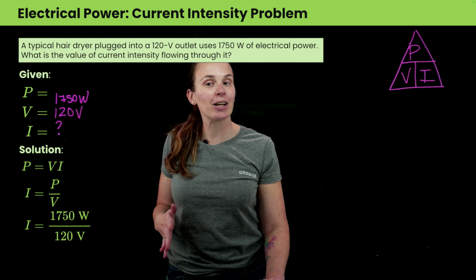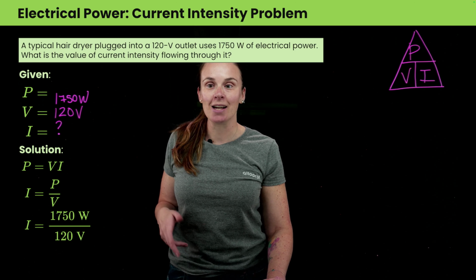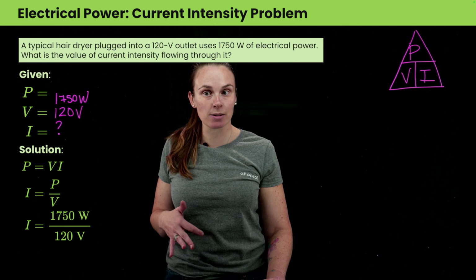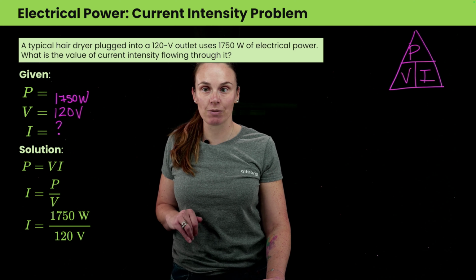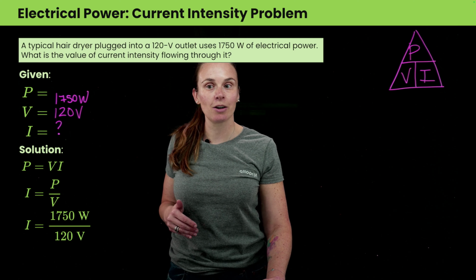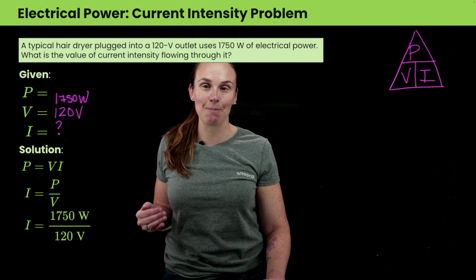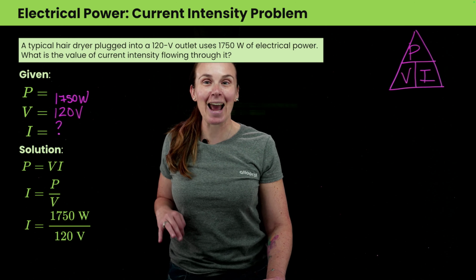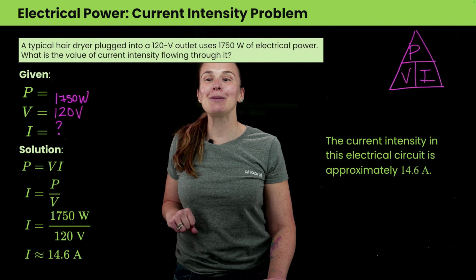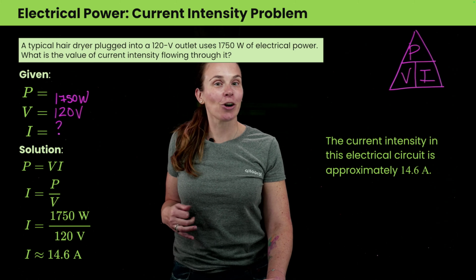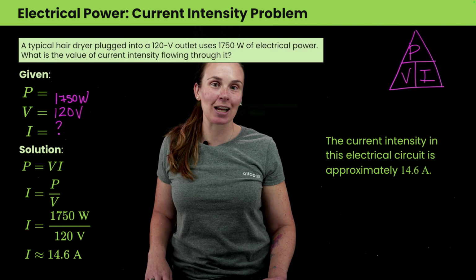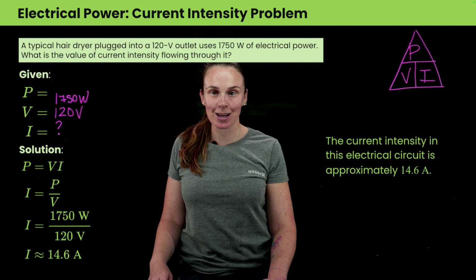We're going to plug in our values. We know that P is 1750 watts, and we divide that by 120 volts. We put that in our calculator. We remember that intensity is measured in amperes. So we get 14.6 amps. So the current intensity in this electrical circuit is approximately 14.6 amps.